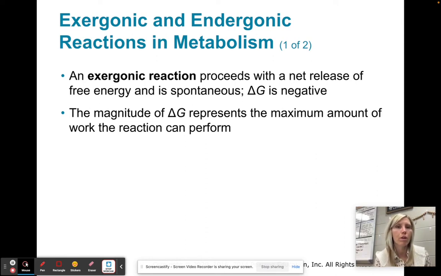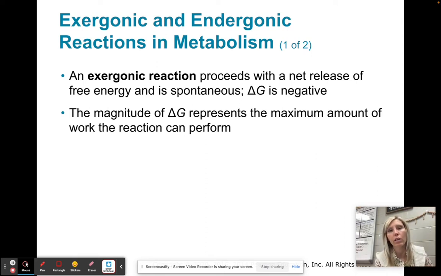So let's start with word parts. Make this simple. Exer meaning like exit, ender meaning like within or inside. So an exergonic reaction is going to be one that releases free energy to the outside. And we do refer to those exergonic reactions as spontaneous.